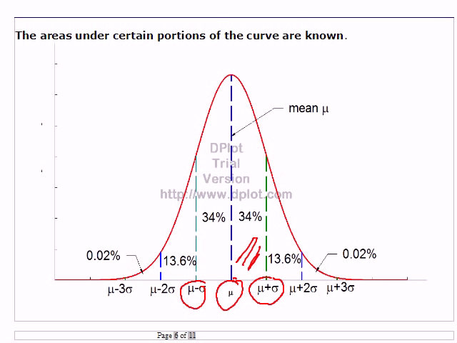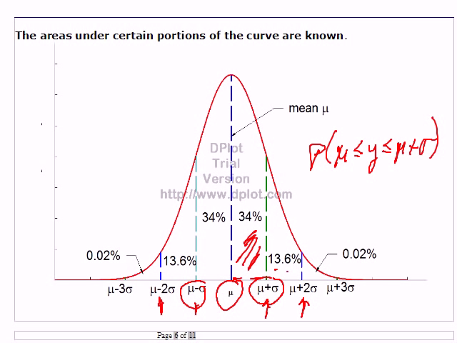So the probability that a data value lies between those 2 values, in this area, is 34%. What's the probability it lies between 1 and 2 standard deviations, either above the mean or below the mean? 13.6%. So the probability that it lies in the area plus and minus 1 standard deviation away is about 68%. And this holds for all normal distribution curves.